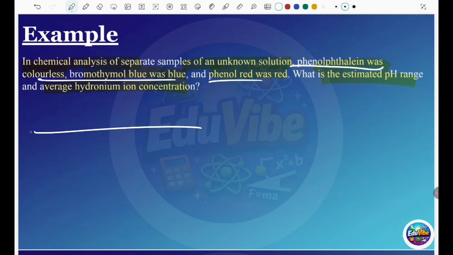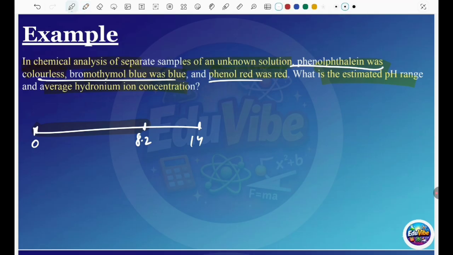So you have to make a pH scale from 0 to 14. Now, the phenolphthalein was colorless. At what range is phenolphthalein colorless? When you open the acid-base indicators table on the last page of your data booklet, you can see phenolphthalein is colorless to pink. It's colorless up to 8.2, which means colorless from 0 to 8.2. So on your pH scale, from 0 to about 8.2, you have phenolphthalein, which was colorless.